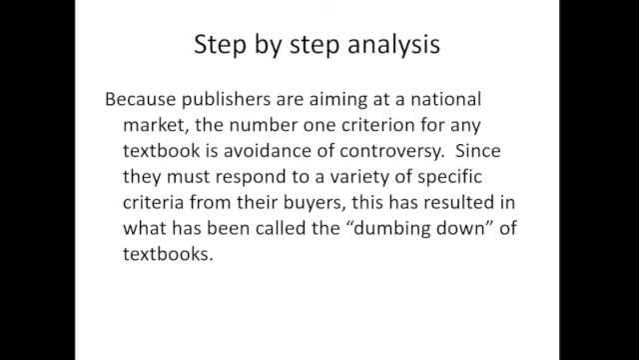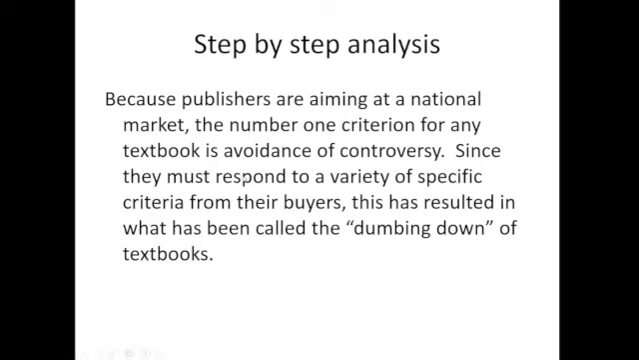So we have now two propositions, right? Publishers are aiming at a national market, and the number one criterion for any textbook is avoidance of controversy. And the word because tells us that what is coming is a reason for what comes after that, right? So publishers are aiming at a national market is the reason that the number one criterion for any textbook is avoidance of controversy. We have another word here, since, which is an indicator word, and that has a similar function as the word because. It tells us that a reason is coming.